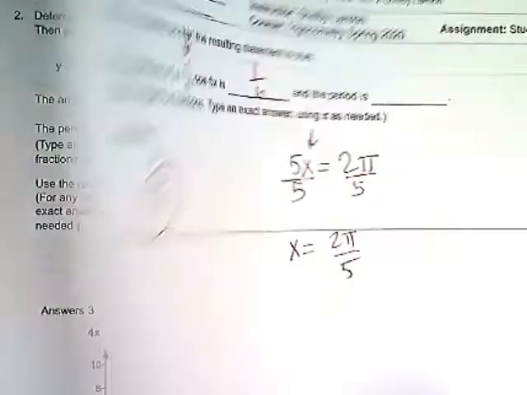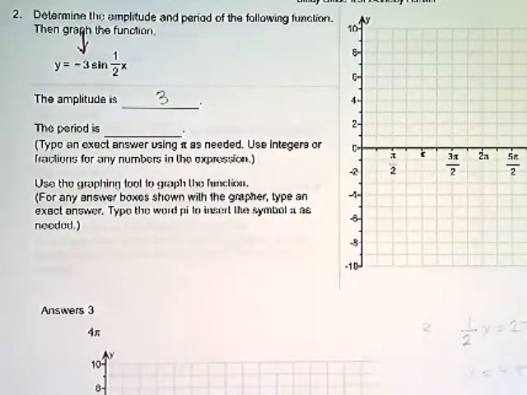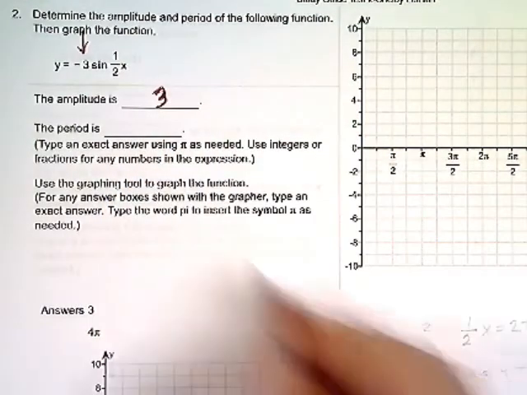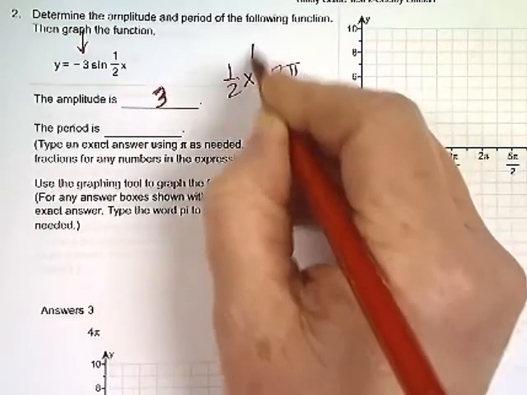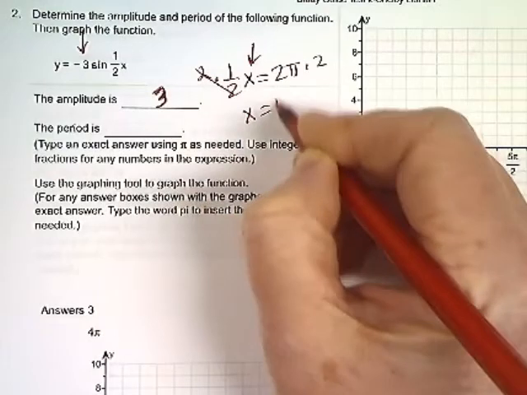There's your period. Number 2, determine the amplitude and the period and then graph it. Well, the amplitude is the absolute value of that number, which is 3. The period, you're going to take half x, set it equal to 2 pi, and solve for x by multiplying both sides by 2. So x is 4 pi.